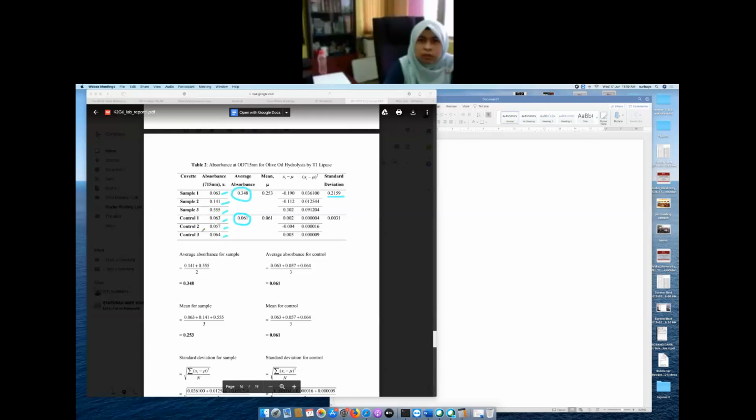They're quite close to each other. So that's why it gives you the standard deviation is really small, 0.0031. So that means this is good. When you have a big difference, that means the standard deviation will be bigger. If you have consistent reading close to each other, the standard deviation will be lesser. Okay.